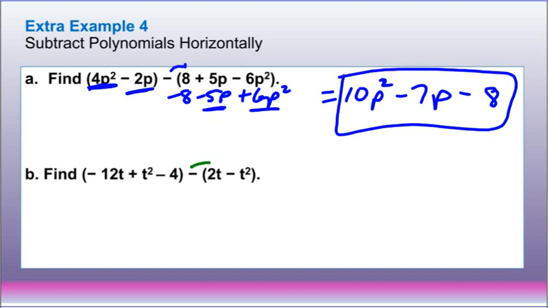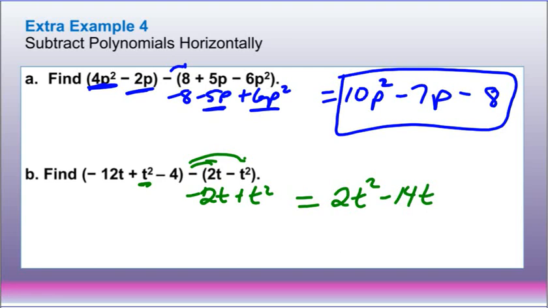Next, they distribute here, and I have a minus 2t plus t squared. My answer would be 1t squared plus 1t squared is 2t squared. Negative 12t minus 2t is a negative 14t. And then I just have a minus 4 at the end.